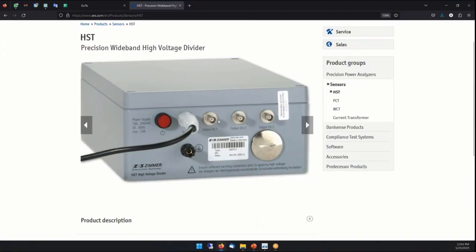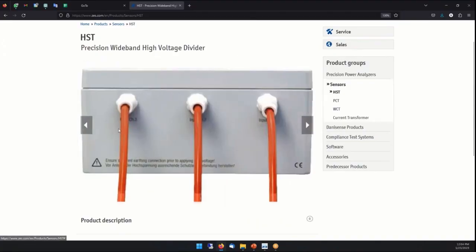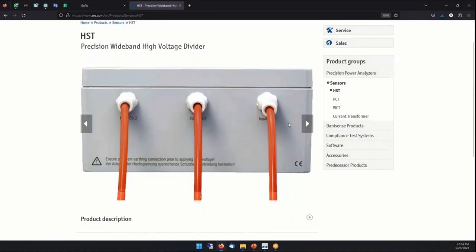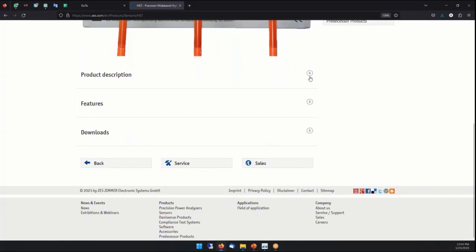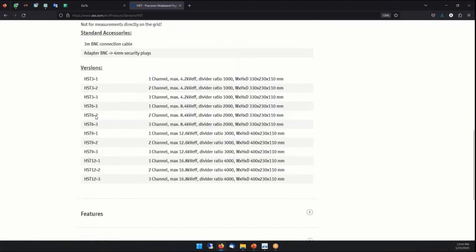So we have BNC outputs on the low voltage side, and then we have cables on the high voltage side, and we have different models, 1 up to 3 channels. The highest model, HST12, can go up to 16.8 kilovolts.